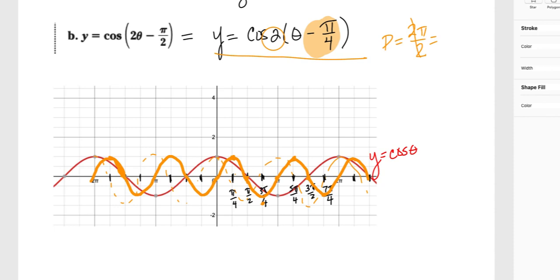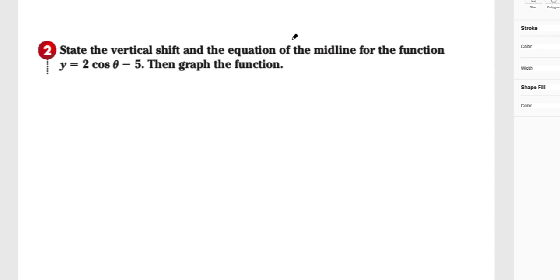All right, let's go ahead and look at example 2, which introduces the idea of a vertical shift. We're going to state the vertical shift and the equation of the midline for the function, then we're going to graph the function. So if we take a look, let me get a black pen here and one that is not so thick. We've got a lot going on here. One, we have an amplitude of 2. We have a vertical shift of -5.